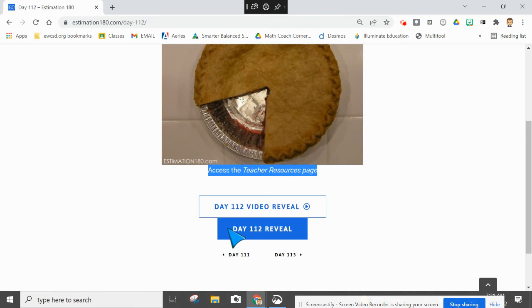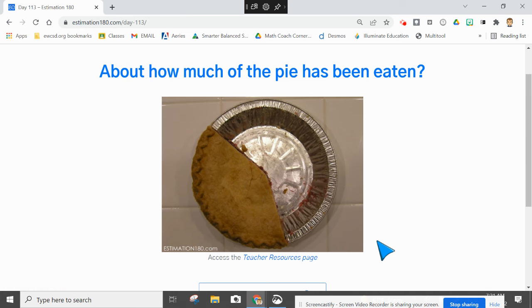All right, let's do one more. These are kind of fun to me. So let's do day 13. Look at this one. How much of the pie has been eaten? Use that same method if you want. If we were to cut this in half here, all of this is missing. So give a guess, write it on your whiteboard, and let's see the reveal.